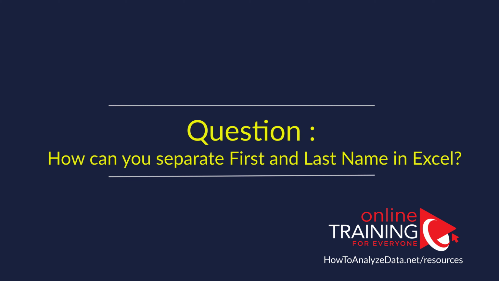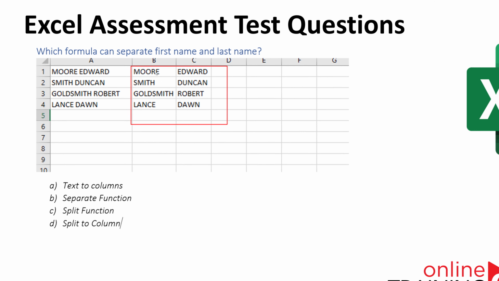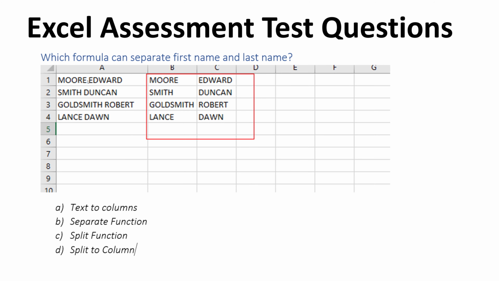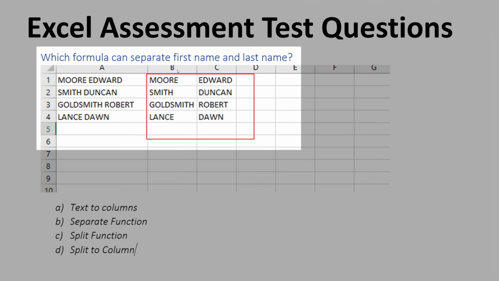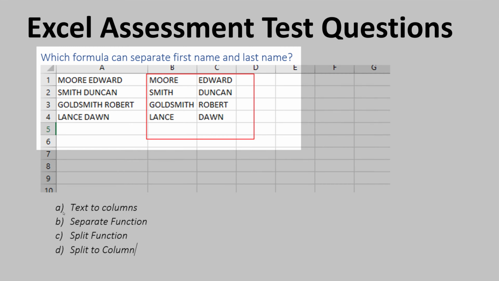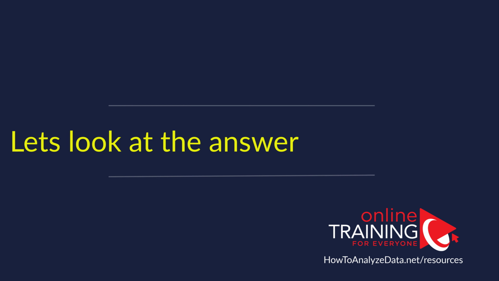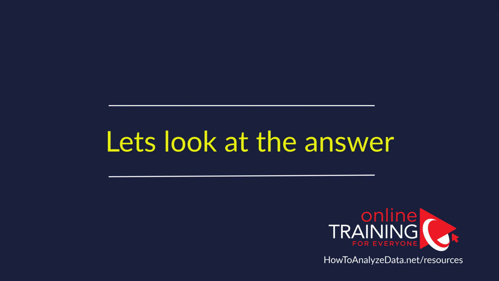A lot of times when you work with data from another source, you may need to separate the data into separate columns. For example, here we see a combination of first and last name in column A, but in columns B and C, you see these values as separate values. So how would you do it? Which Excel function would you use? You're presented with 4 different choices: Text to Column, Separate function, Split function, and Split to Column. Which one would you choose?